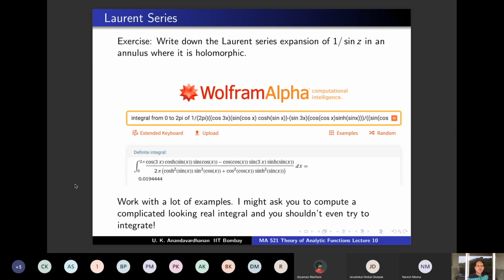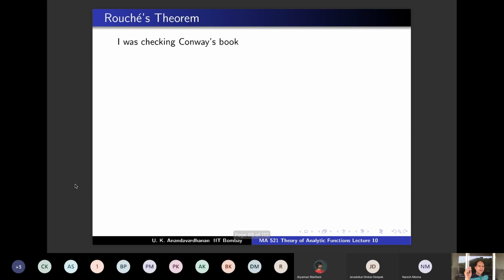Okay, so let's come back to Roche's theorem, because for some purpose I was looking at Conway. Otherwise, for this course I'm only looking at Rudin. Though I have taught from Conway long back, when many years pass, you forget the details. So I looked at Conway and noticed he is doing a stronger form of Roche's theorem, and his proof is also different. In fact, it's a better proof in some sense.